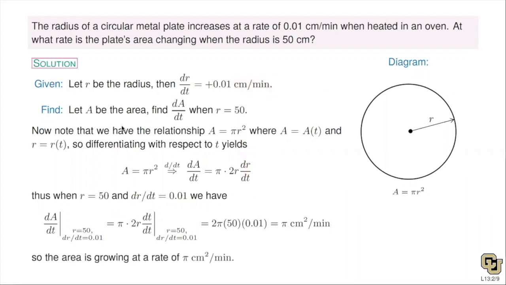And the way I would say the answer is I say the area is growing at a rate of pi centimeters squared per minute. I want to keep in mind that the derivative is a vector. So if the answer I got was negative pi, I would say the area is decreasing at a rate of pi centimeters squared per minute. Here, we've verified mathematically that the area is indeed getting larger. So I say the area is growing at a rate of pi centimeters squared per minute.